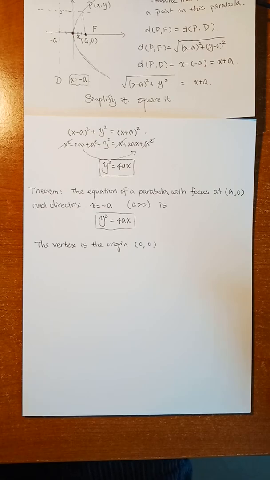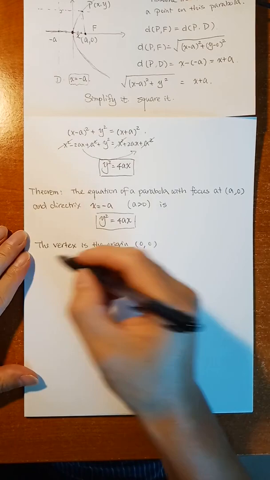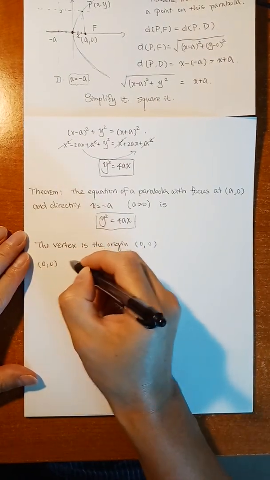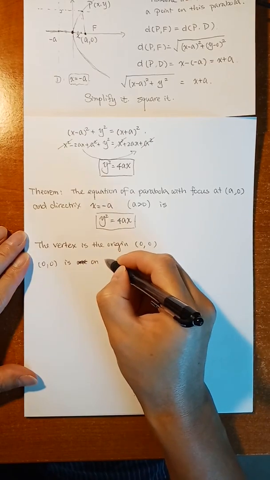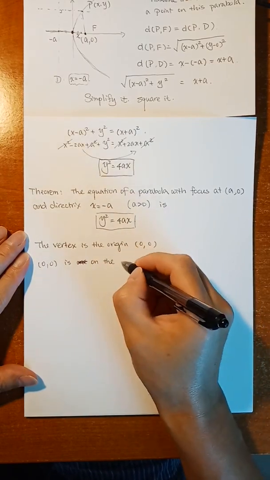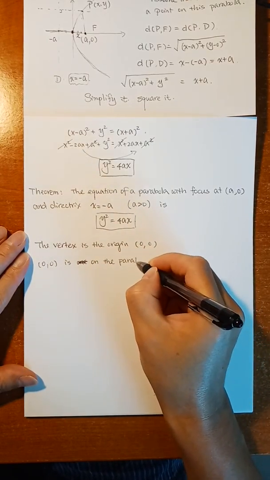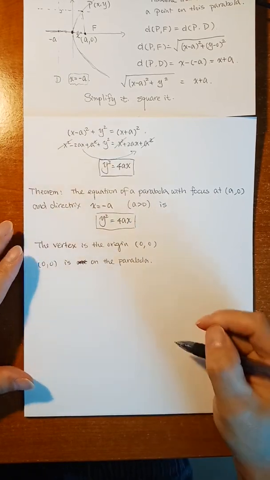Okay? So we know that (0, 0) is on the parabola. It's the vertex on the parabola. Let's see another special one.